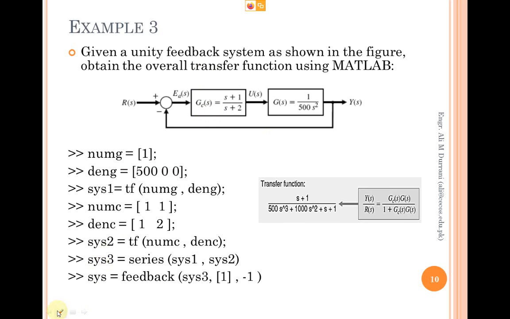And now this is the example. We can see that the two systems, gc of s and g of s, are in series. First of all, both of these systems are in series, and later on we have a feedback loop over here, and it is a negative feedback. So let us write this code in MATLAB.